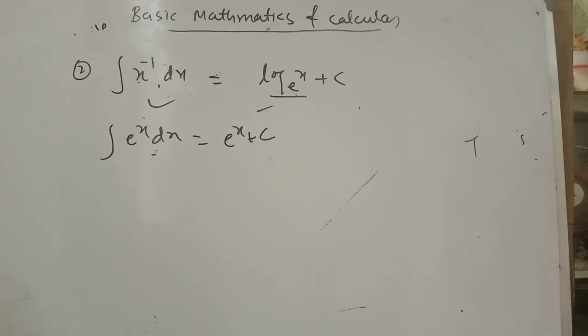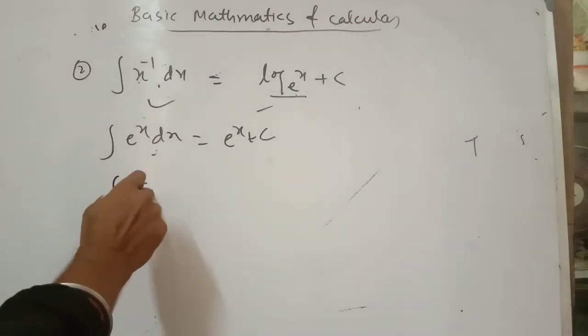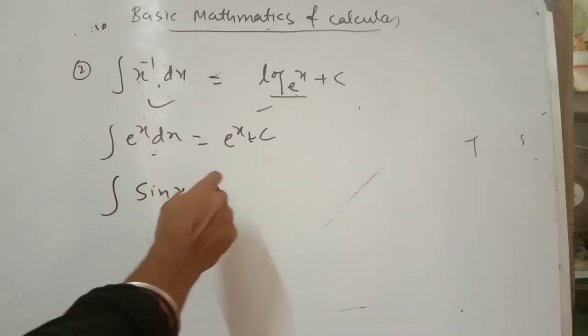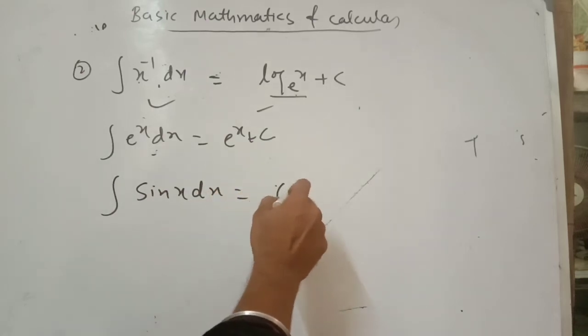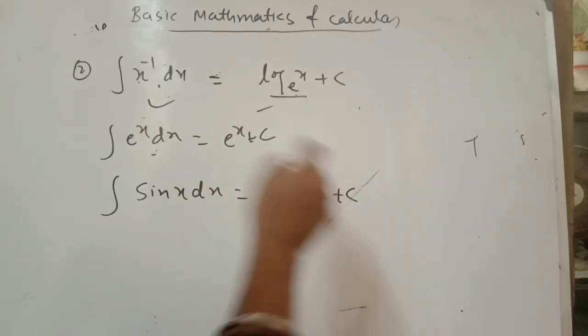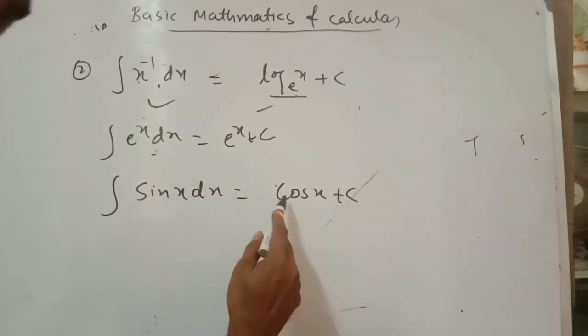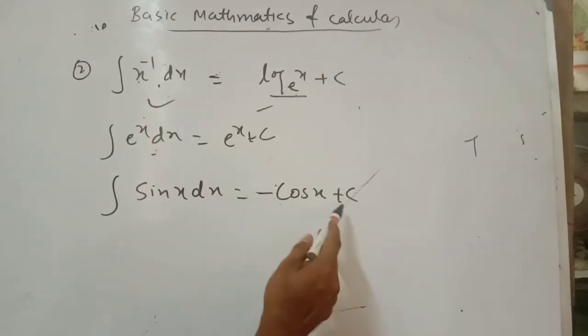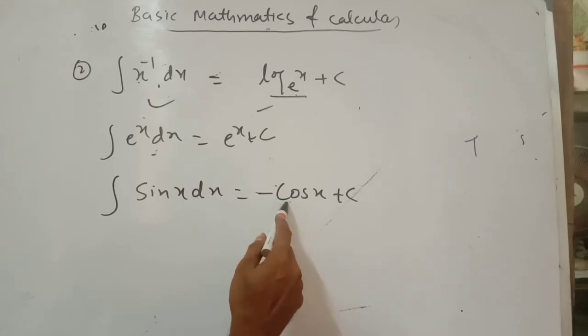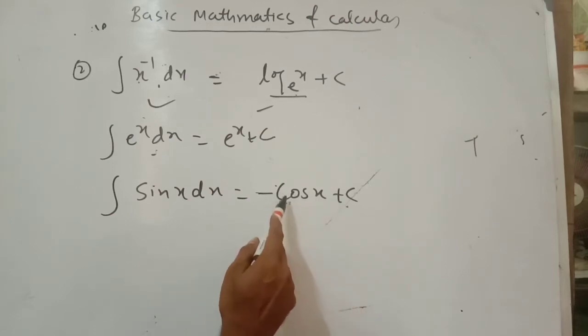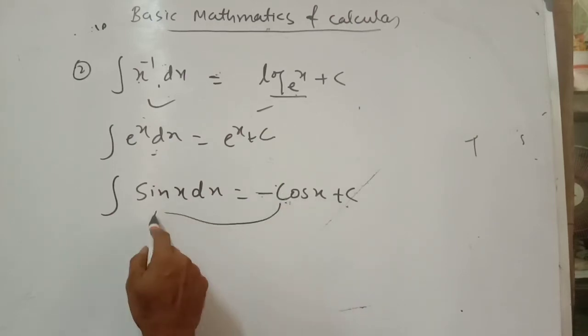Now the integration of sin x is what? Obviously minus cos x plus c. If you differentiate this, the differentiation of cos x is minus sin x and the differentiation of c is 0. So minus times minus becomes plus, and it gives sin x.